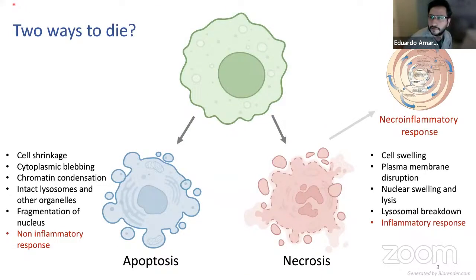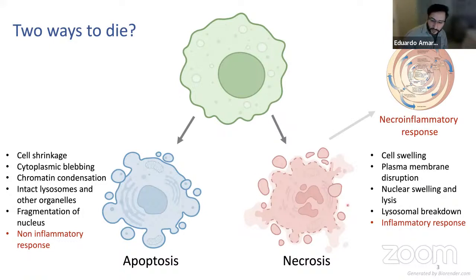For many years, two major forms of cell death were considered to exist: apoptosis and necrosis. So apoptosis is considered as a non-inflammatory form of cell death and is characterized by cell shrinkage, cytoplasmic blebbings, chromatin condensation. So the organelles are intact and we do see a fragmentation of the nuclei. On the other hand, necrosis, which we consider as a pro-inflammatory form of cell death, is characterized by loss of plasma membrane integrity, cell swelling, nuclear swelling, and lysosomal breakdown.